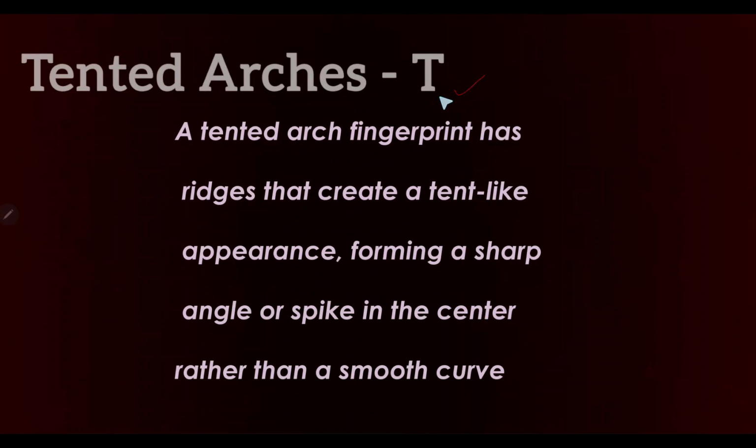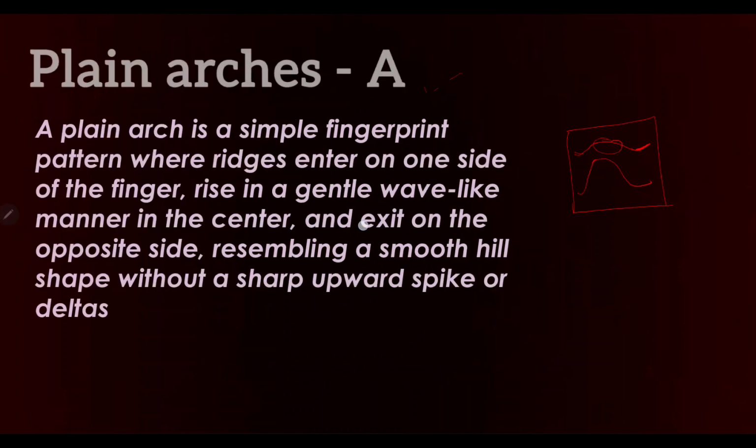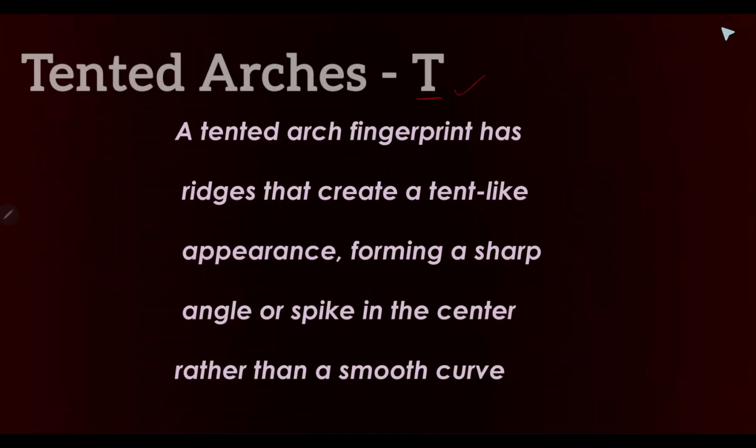Then what is a tented arch? The tented arch symbol is T, as I said. A tented arch fingerprint has ridges that create a tent-like appearance, forming a sharp angle or spike in the center rather than a smooth curve. In a plain arch we had smooth ends, but in a tented arch we don't have smooth curves. They make a tent-like appearance. That is known as a tented arch.